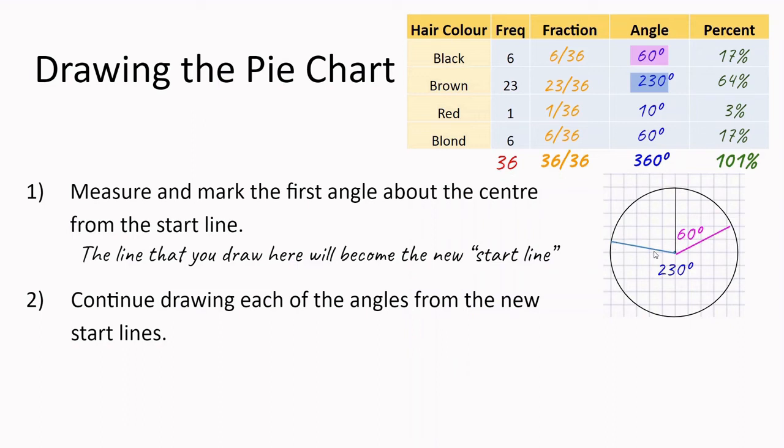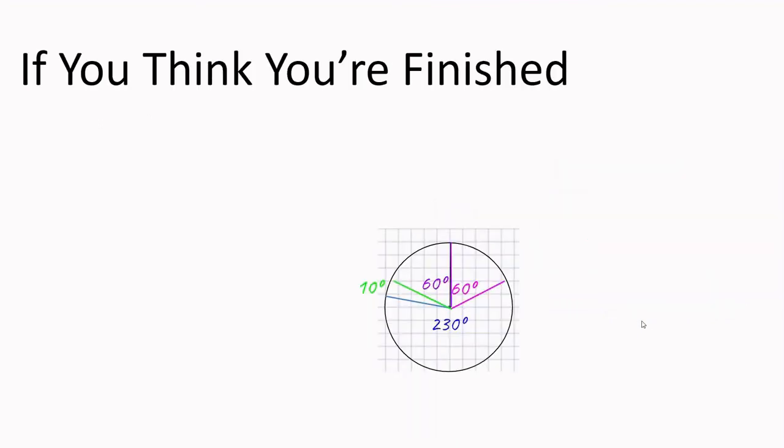So I'll line up my protractor on this blue line and I'll draw my next angle, which is my 10-degree angle. So from here, I've got a small little 10-degree angle. And now this green line is my new start line. I've only got one angle left to do, and I hope it's going to fit. It's my 60-degree angle, and it should fit perfectly just in here. And it does. Now that you've done that, you may think that you're done, but you're not.